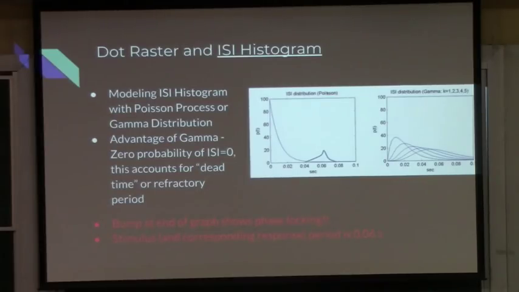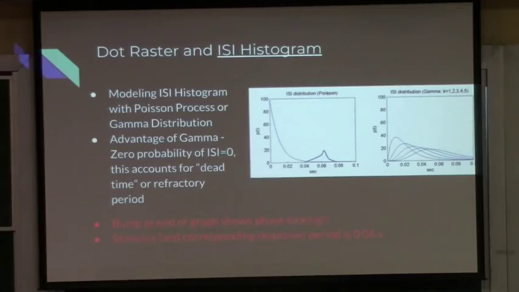That is kind of misleading because you can't really have the ISI ever really being 0, because every action potential requires a refractory period, which is why the Poisson isn't a great way to model the interspike interval histogram. The gamma distribution is better, because it allows you to have, at 0 ISI, a 0 probability of your ISI falling within the 0 millisecond bin.